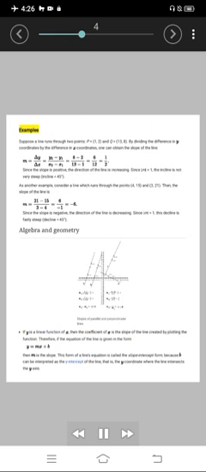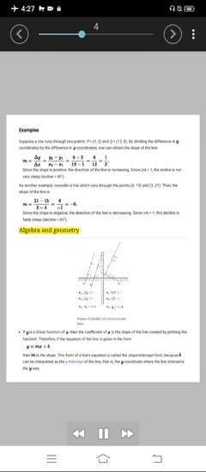Examples. Suppose a line runs through two points, P equals (1, 2) and Q equals (13, 8). By dividing the difference in y coordinates by the difference in x coordinates, one can obtain the slope of the line. Since the slope is positive, the direction of the line is increasing. Since m is less than 1, the incline is not very steep, an incline of less than 45 degrees. As another example, consider a line which runs through the points (4, 15) and (3, 21). Then, the slope of the line is negative, so the direction of the line is decreasing. Since the absolute value of m is greater than 1, this decline is fairly steep, a decline greater than 45 degrees.